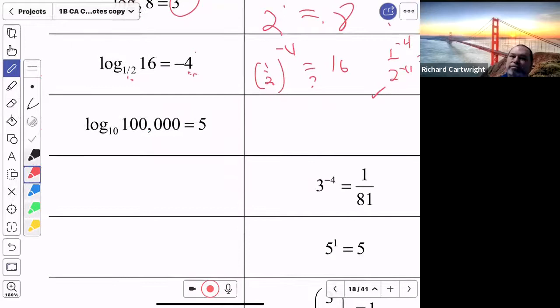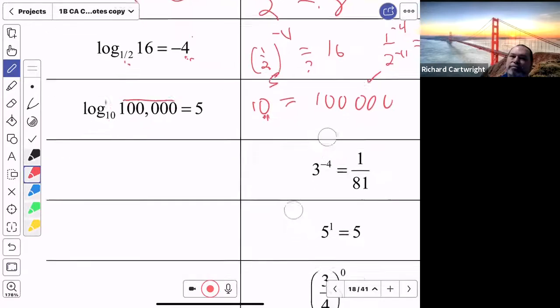This wasn't as obvious as the first one because we don't want to have to think that hard. Okay, base is 10. 10 to the exponent must be 100,000. Well, it is, because 10 raised to the 5th power means there has to be 5 zeros. 10 times 10 times 10 times 10 times 10. So there you go. There you have it.